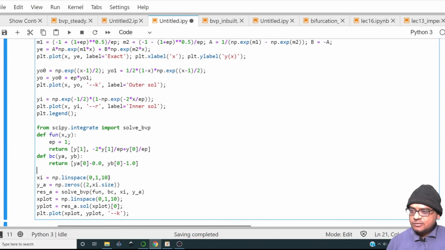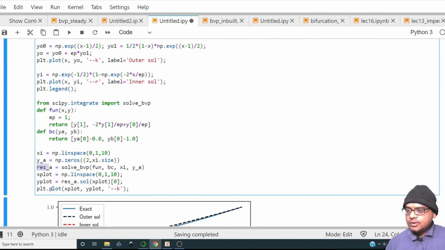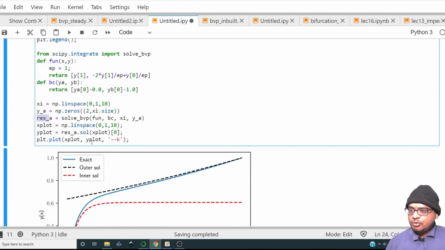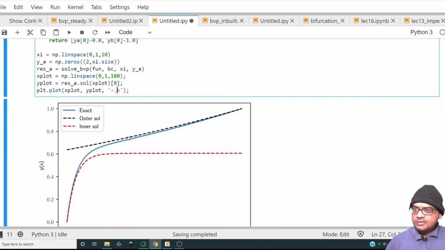It's going from 0 to 1, only 10 points. Guess value, residue. Then for plotting, I'm defining a space xplot. Let me take 100 points. Let me make it dash dot. Yeah, so let me run this and see what happens.